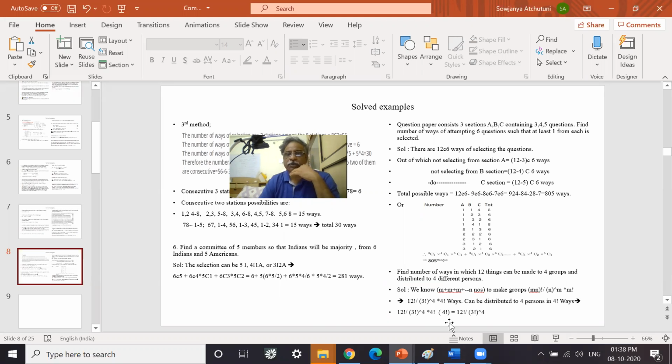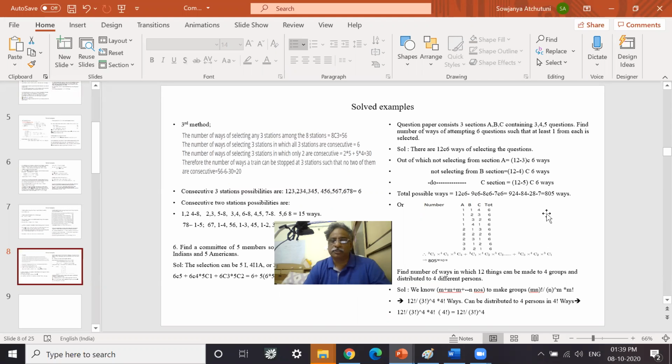So some problems are given here. You have to get exposed to more and more problems so that your concept will be clear. Mostly for such problems you have to get exposed. At least 1 or these are all simple direct formula substitution. This is at least 1. This is a selection of 3 stations, like that. Some are complicated, you should do more practice.